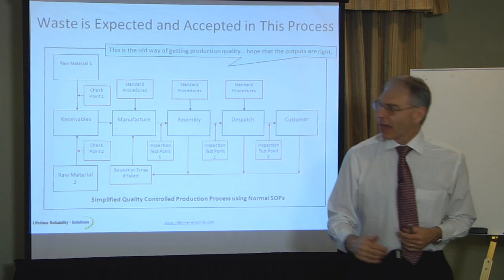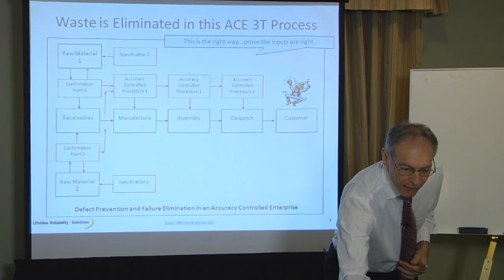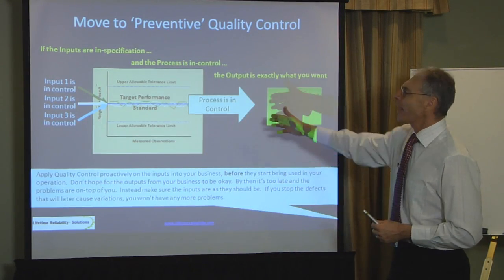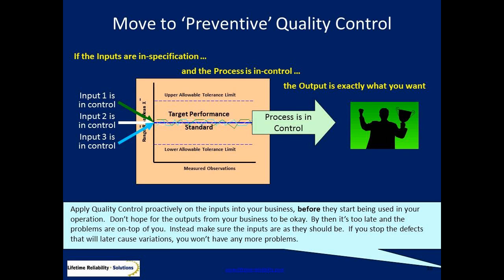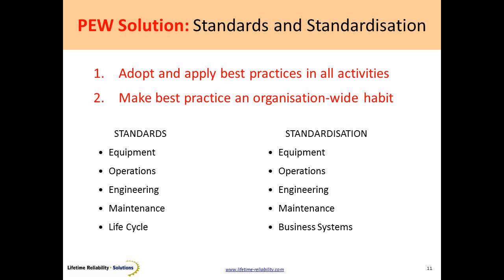But if I measure that the inputs are correct, that the process is correct, then the outputs must be correct automatically. So I want to build a way of running a business where this is how we do it. Inputs are in control and capable, and the process is in control and capable. Then, of course, everything done by that process must be correct. So that's why we want to standardise. That's why it's vital to have one best way.